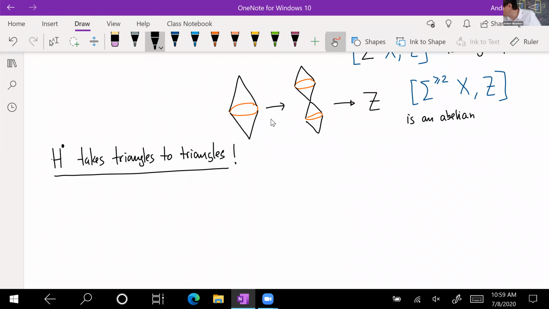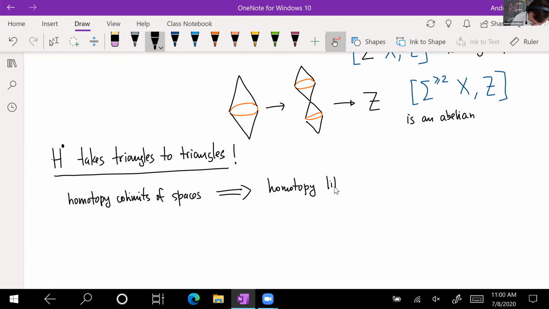So how do you see a whole variety of different, in general, the general notion, or maybe I say this is homotopy limits, colimits of spaces, they go to homotopy limits. Sheaves. But I don't want to go into general categories here.